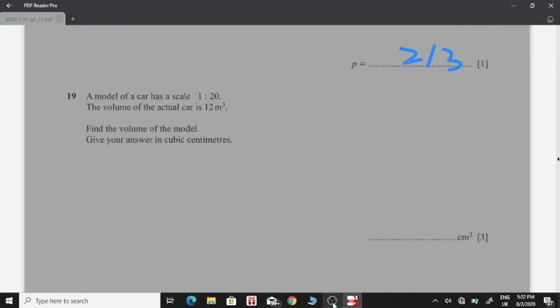A model of a car has a scale 1:20. The volume of the actual car is 12 meter cube. Find the volume of the model. Give your answer in cubic centimeters. Okay, so we have the scale as 1:20.